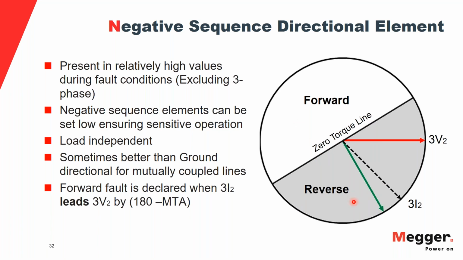Now see that I have a little difference here from my phase quantities and phase directional elements. You have seen that the current lagging typically was kept as the forward direction, and the current leading was kept as the reverse direction. But this is negative sequence, so this is just the opposite of your phase quantities. If your system rotation is ABC, negative sequence is rotating in the ACB direction. So it's just the reverse of your system rotation. So the forward fault is declared in this case when my negative sequence current actually leads my negative sequence voltage by 180 minus the maximum torque angle. 180 is nothing but this, when you have plus-minus 90-degree blinders. So that's what it is. 90 plus 90, 180 minus the maximum torque angle. If it's leading by this angle, then I can declare that as a forward fault.